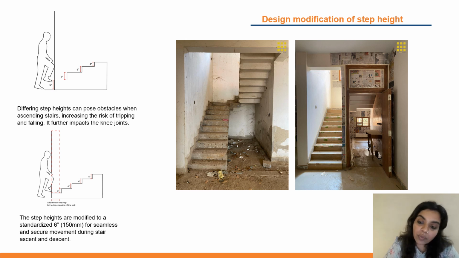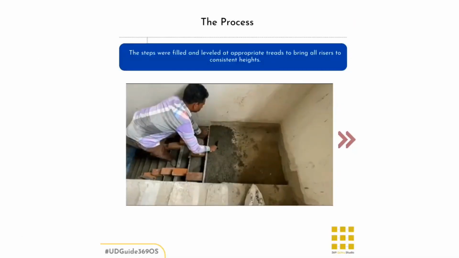So what we did is, while we were leveling, we also considered adding an extra step, and if you can see in the diagrams on the right, we increased the wall a little more and added an extra step so that we are able to maintain a 6 inch height for each riser of the staircase.